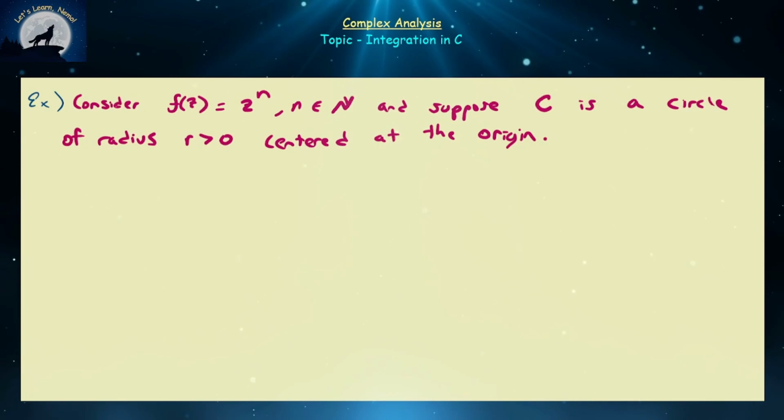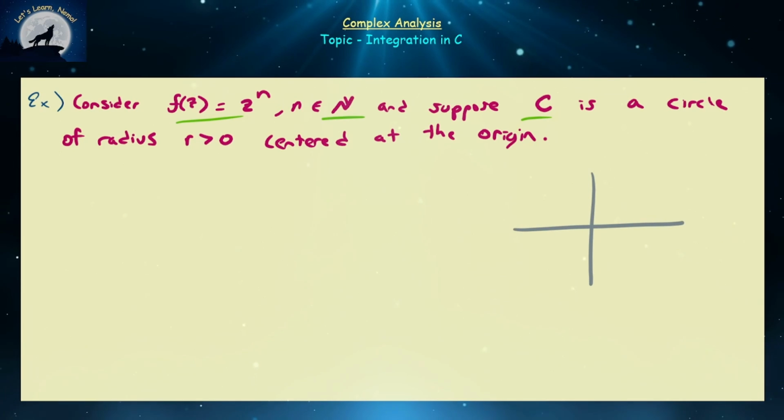a very basic but very important example, in particular f of z is equal to z to the power of n, where n is a natural number, and let's assume that c is a circle of radius r, that's positive, centered at the origin 0, 0. So how are we going to go about this? If we want to integrate this particular complex valued function, we have to first analyze our contour.